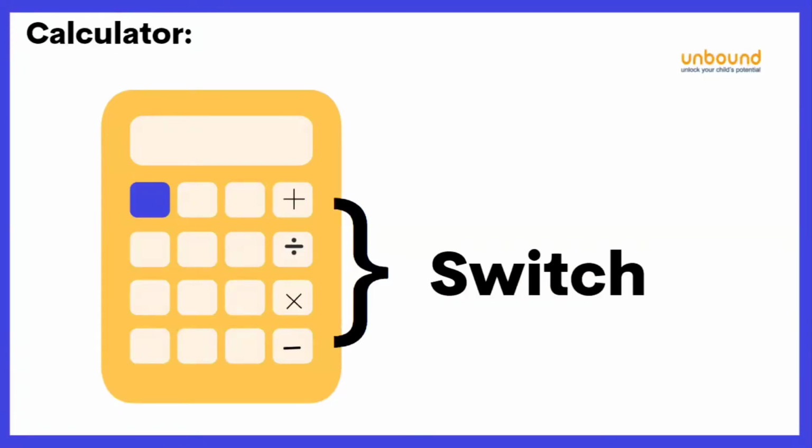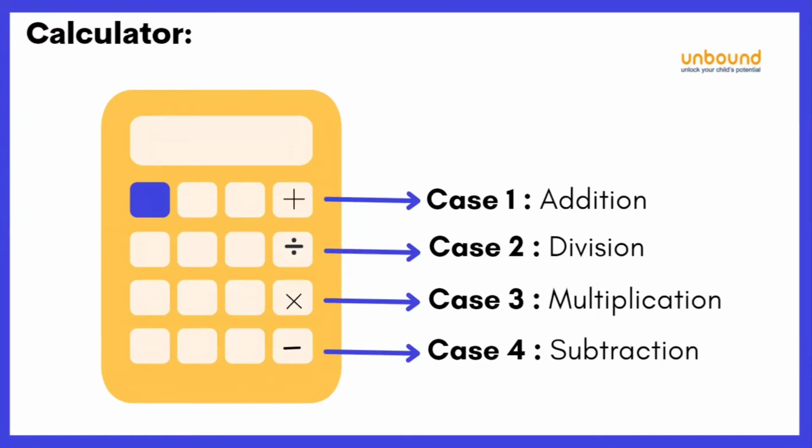Let's take an example. Here you can see a calculator which has 4 switches which perform arithmetic operations: addition, subtraction, multiplication, and division. So here are 4 switches. In the case of a calculator, every switch has its own case. If you press addition, then it will perform addition. If you press subtraction, it will perform subtraction. So for every switch, there is a case, and it will perform the case which is allotted to it. So this is a basic example of a switch case statement.